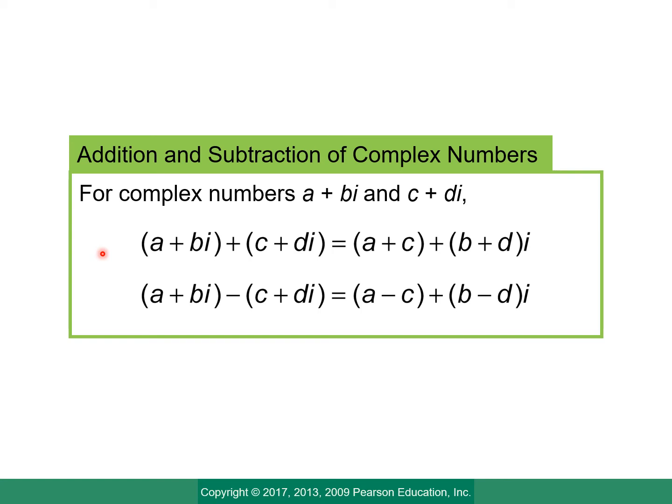So to add and subtract complex numbers, it's really, really nice. All you're going to do is take the real parts, in this case A and C, and add them. And then separately, the imaginary parts, BI plus DI, and add them. And the same exact thing happens with subtraction. You subtract the real parts, and you subtract the imaginary parts. So really straightforward.